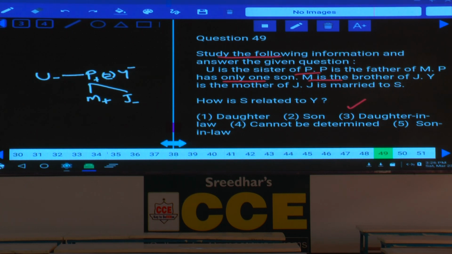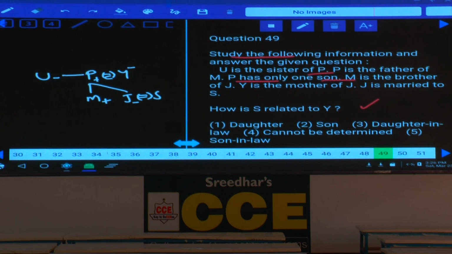J is married to S. As J, a female, is married to S, a male, then how is S related to Y? Tell me how this S is related to Y. Y's daughter's husband. Daughter's husband is son-in-law, that is choice 5. And question number 84, choice 5 is the answer.